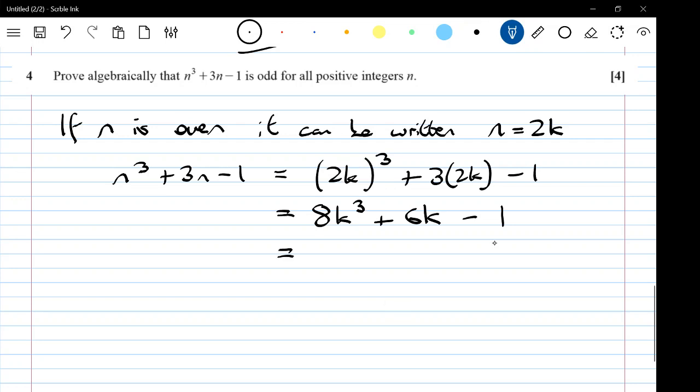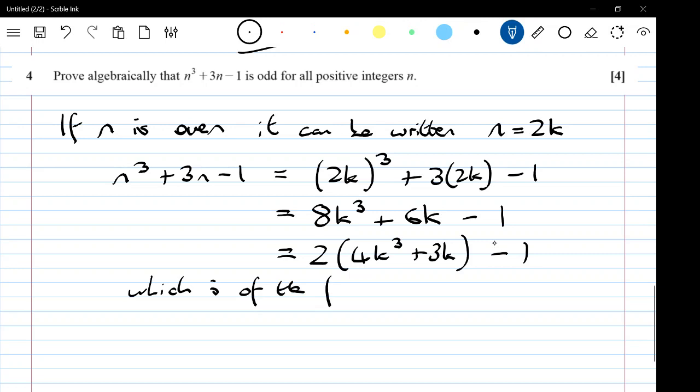Well, that is an even thing plus an even thing, because 2 is a factor of both of those. Take away an odd number. In other words, what we could do with that, this would be a nice way of doing it, is say that's 2 lots of 4k cubed plus 3k minus 1. And that's of the form two times something minus 1. And 2p minus 1 is always odd, because it's an even number, take away 1. Okay, that seems like a reasonable way of saying that, doesn't it?